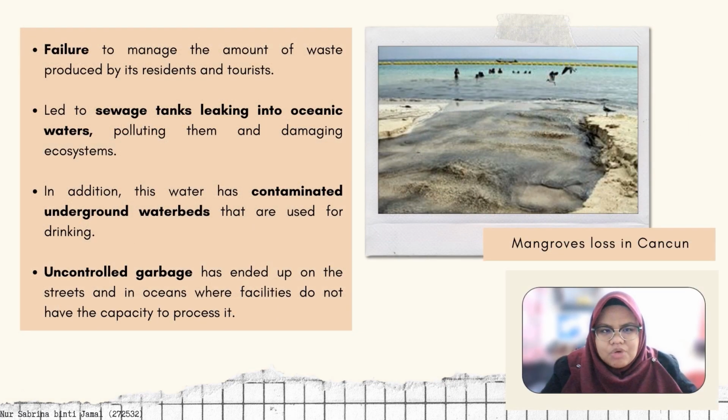Due to rapid population growth, Cancun has not been able to manage the amount of waste produced by its residents and tourists. This has led to sewage tanks leaking into the oceanic waters, polluting them and damaging the ecosystems. In addition, this water has contaminated underground waterbeds that are used for drinking. Moreover, uncontrolled garbage has ended up on the streets and in oceans where the facilities do not have the capacity to process it.